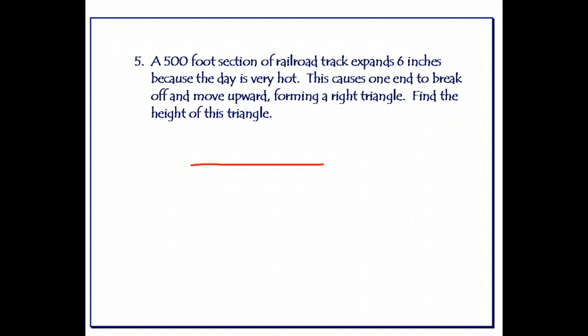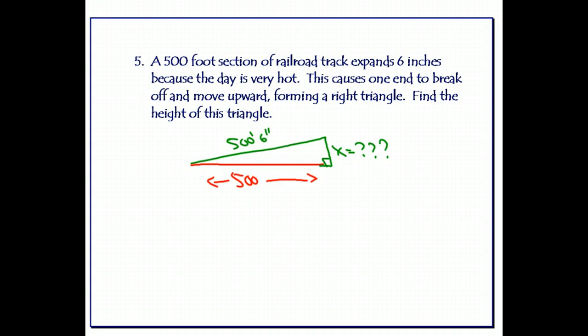Here's a railroad track, and it's 500 feet long. Okay, what's going to happen on this warm day is it's going to expand by 6 inches, and we're going to assume it stays straight. At one end it's fixed, and it kind of pops up at the other end, is our assumption here. So this green one's our railroad track, except now it's 500 feet, 6 inches. And then we're also going to make kind of an assumption here when it pops up. It forms a right angle. And the question is, how much does that railroad track pop up?